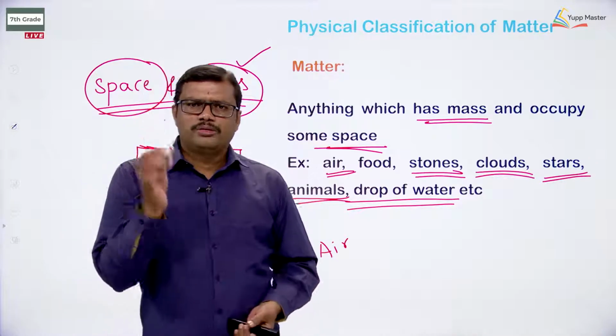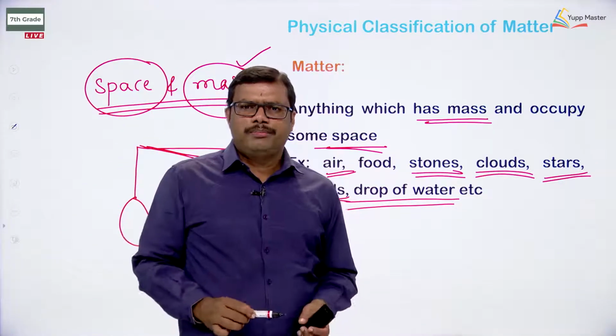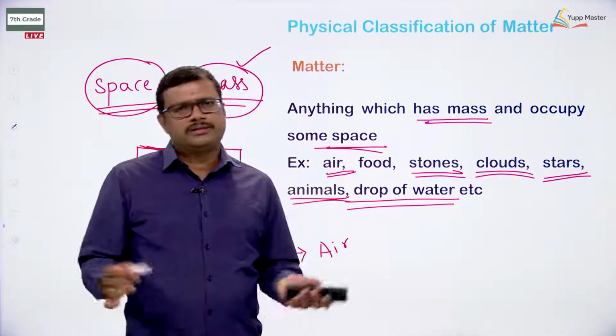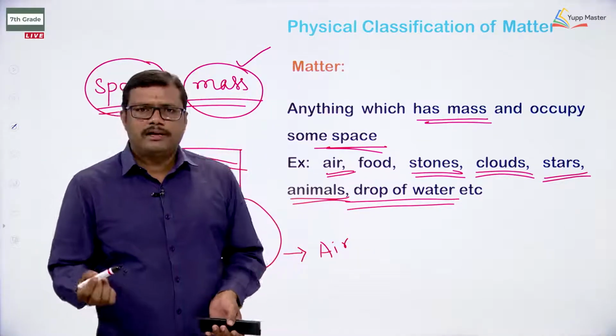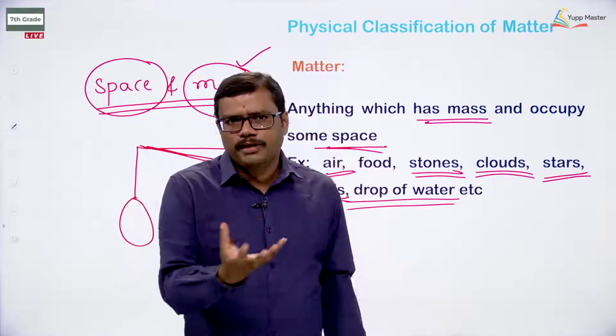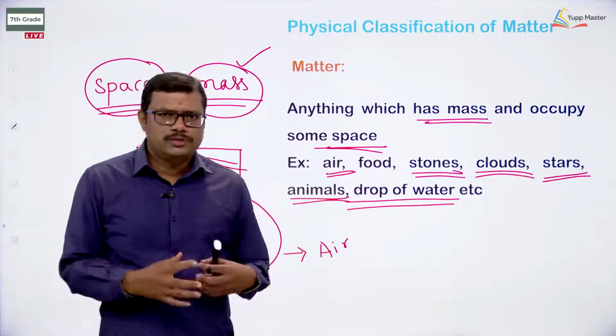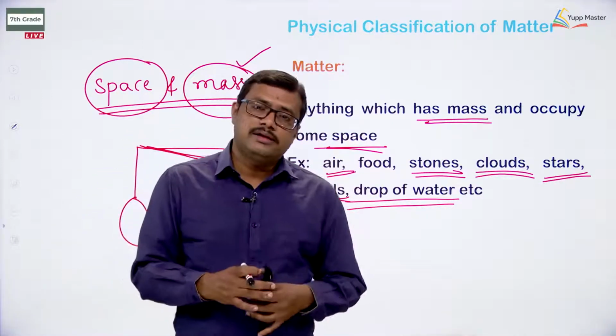The pen that we are using, pen will have some weight, and when you keep the pen on the table, it is going to occupy some space. So, pen is matter. And the lunch box that you are taking, the box will have some weight and it is going to occupy some space. So, lunch box can also be considered as matter.